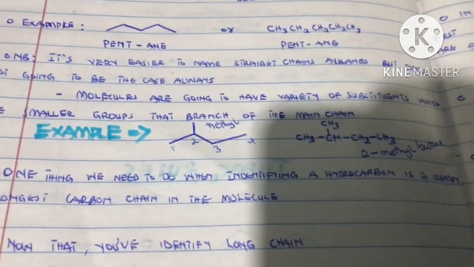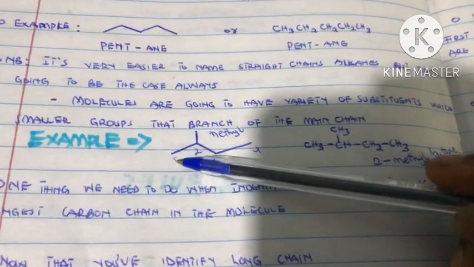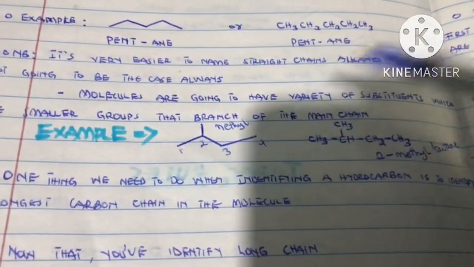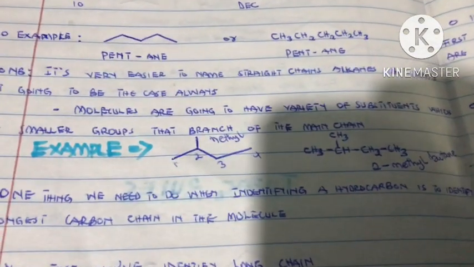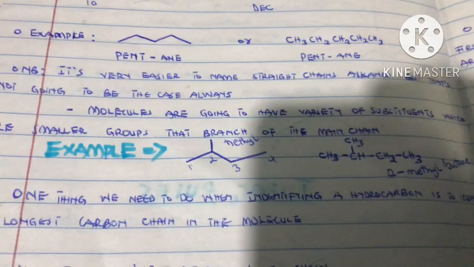After identifying the longest carbon chain, one thing you have to do is number the carbons, and you can do this in 2 ways. You can number the carbons from left to right or from right to left. But you have to number the carbons in such a way as to give the substituents the lowest carbon number.